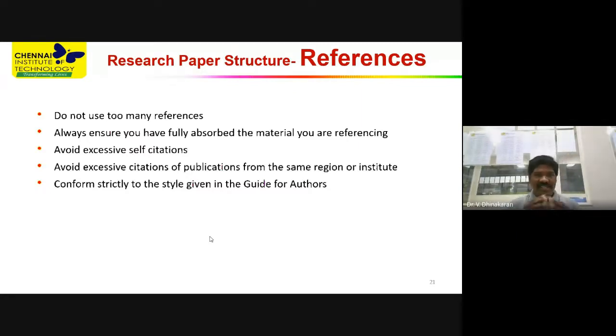You should avoid excessive self-citations. Self-citation means citing your own papers or your own institute's papers. You can go for 3 to a maximum of 5. If you go beyond that, it seems very ugly.